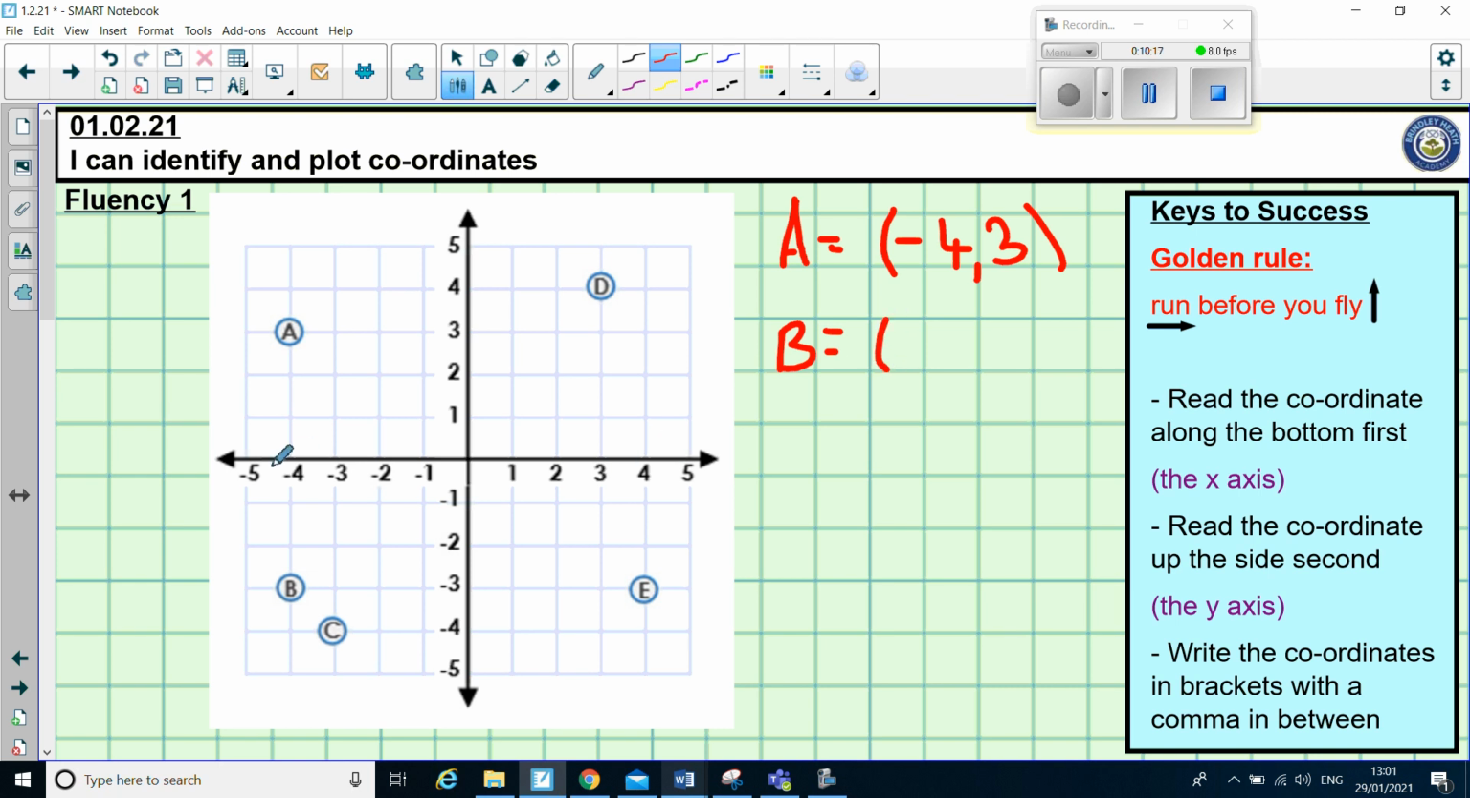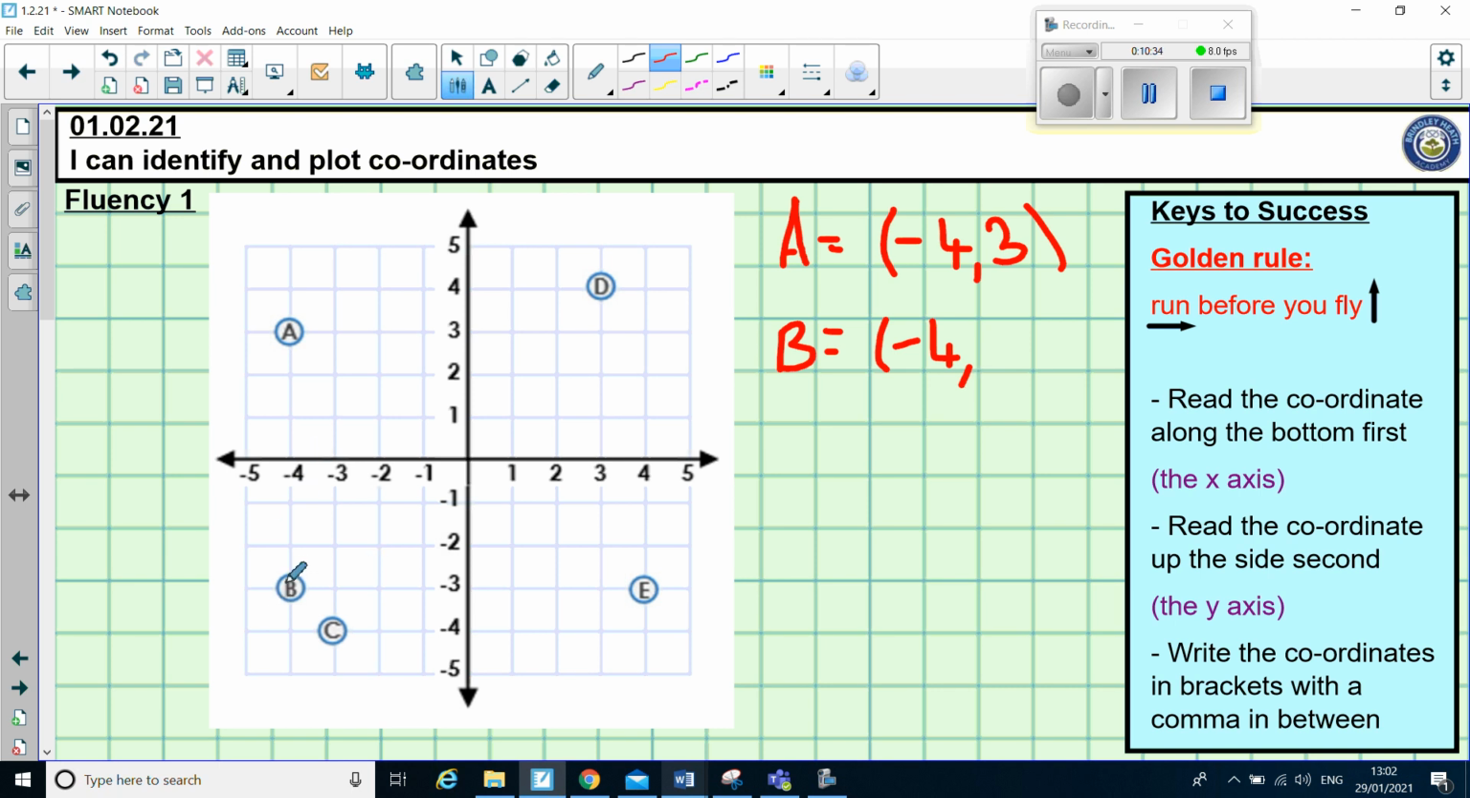First of all, I've got to go along the bottom, haven't I? Run before I can fly. So along the bottom, first of all, for B. And I can see B is in line with -4. So my first coordinate is -4. Write it down before you move on to the next coordinate.